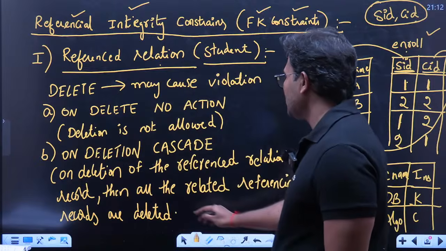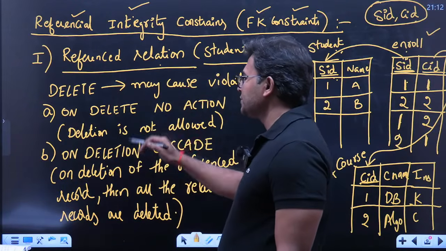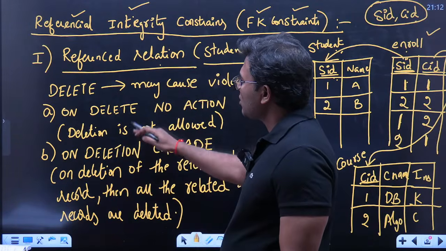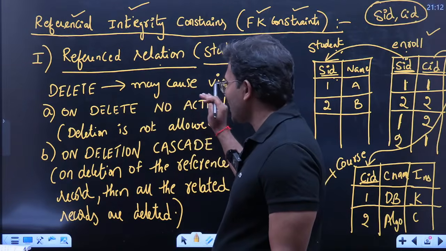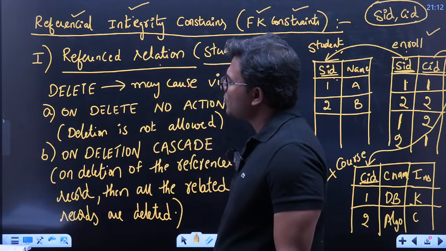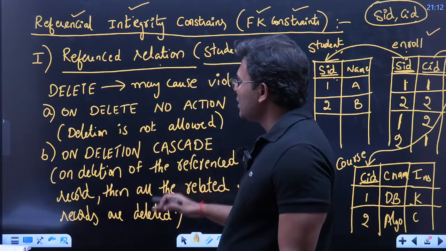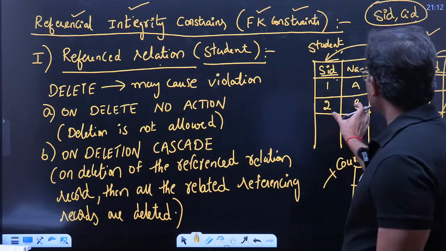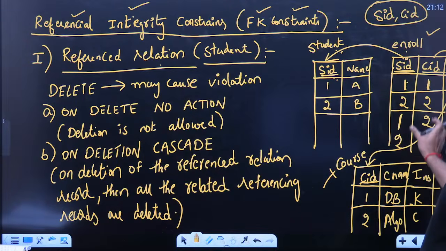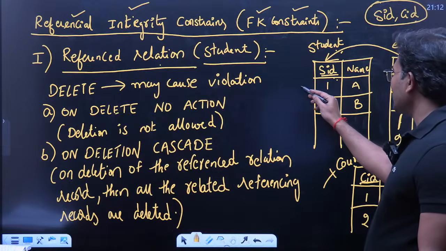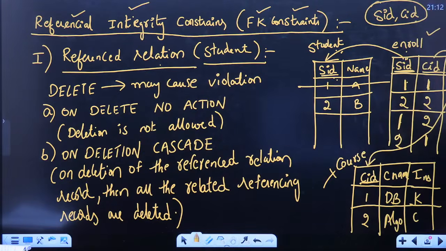What does this mean? This is one of the options. One option is don't allow deletion at all. If someone tries to delete it, no action should be taken. And what is the other option? On deletion, you cascade. What I mean by cascade is, if you are deleting something from here, you delete that from all the referencing attributes. If I delete student number 1, but student number 1 is referenced here and here, right? So you have to delete this one as well as this one. That is the meaning of it.